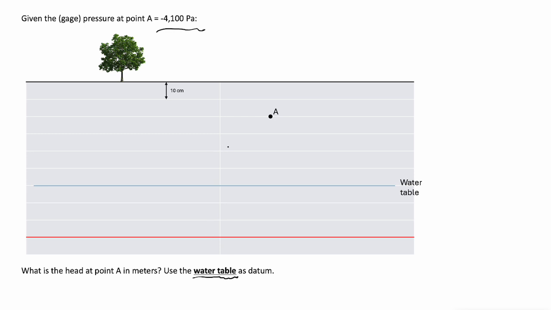All right, so once again, we're going to write the two equations we need. H equals Z plus psi. And we know that psi is equal to P over rho, that's density times G. Hopefully those symbols are clear. So at point A, we're given the metric potential. I'm sorry, no, we're not. We're given the pressure as negative 4,100 pascals. We have to calculate the metric potential.